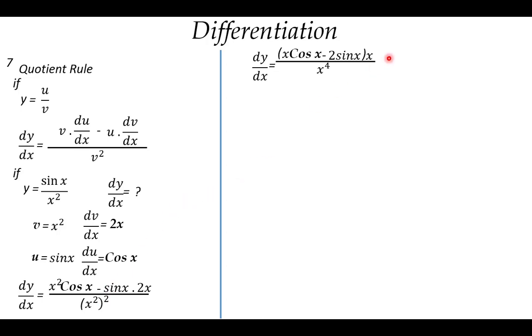Now, I can use x to divide x to the power 4. If I do that, x will cancel out itself, and then x will cancel 4 to have a remainder of 3. So that dy/dx is going to be equal to x cos x minus 2 sin x all over x raised to the power 3.